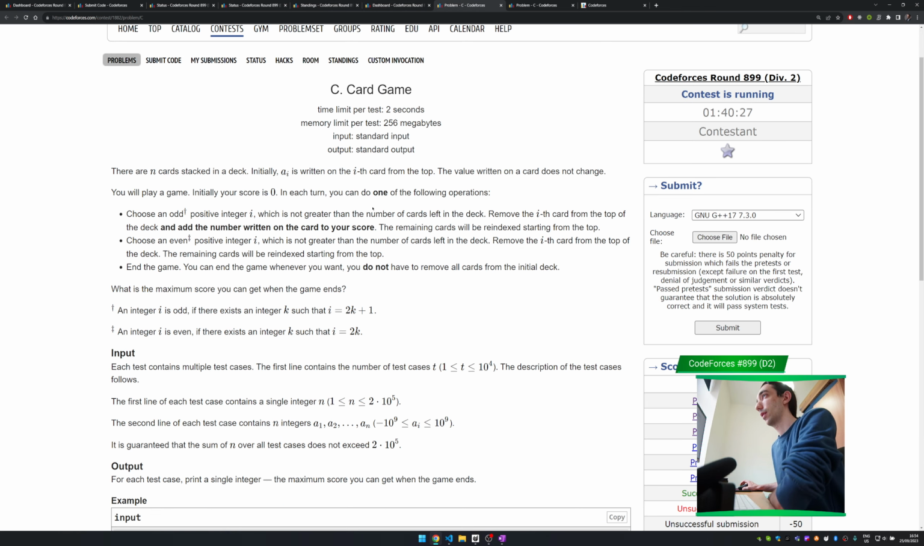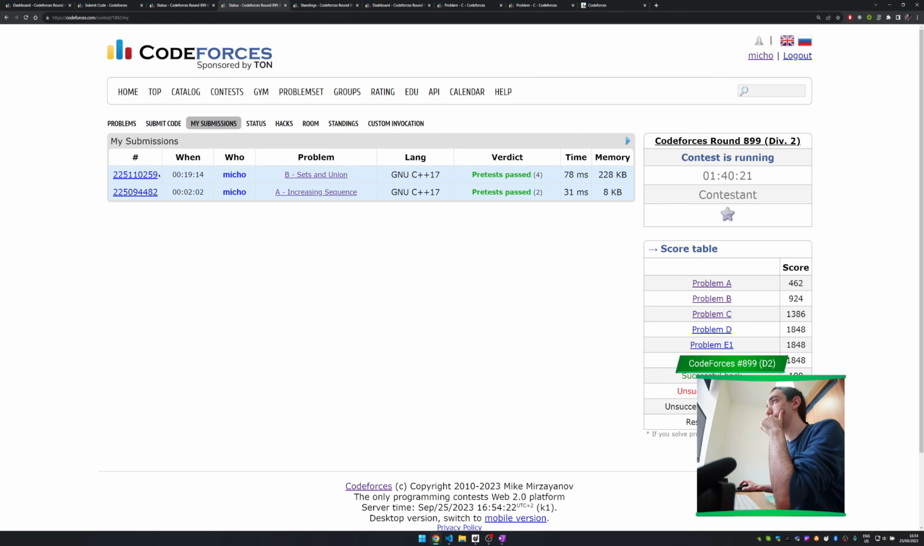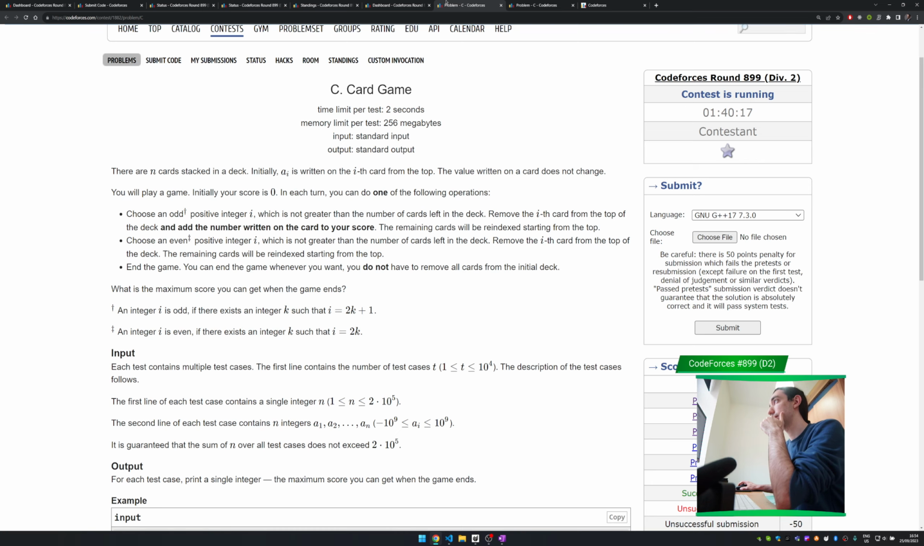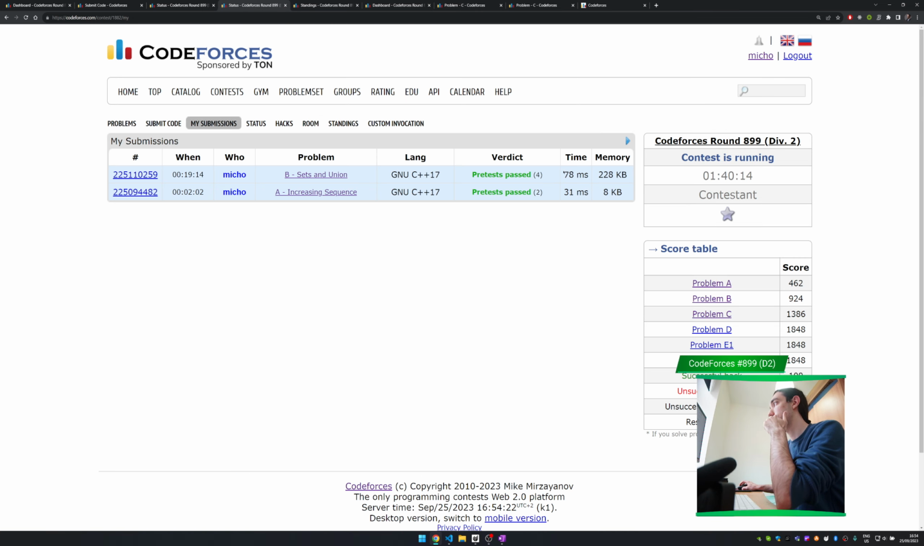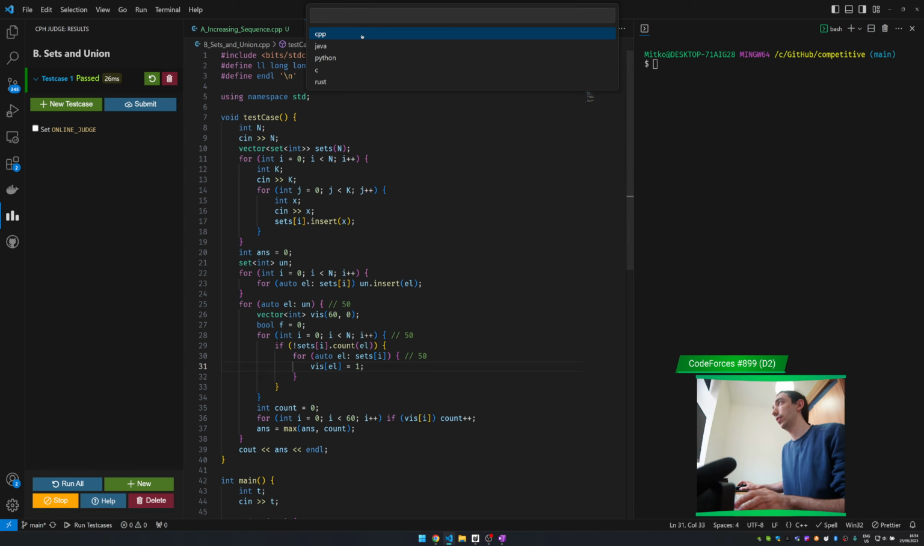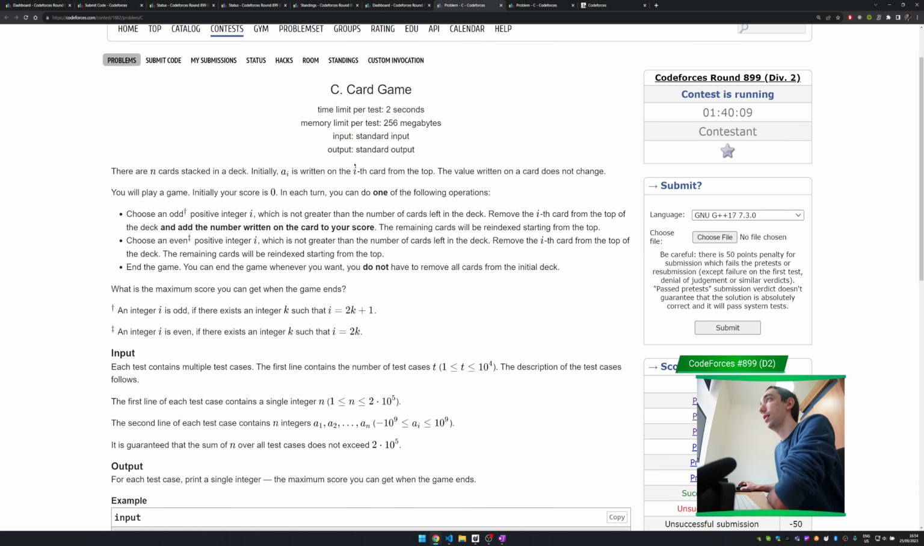They're in cards stacked. So can I see the test, the pretest? Can see which time. Oh, it took really fast. Okay. See, there are n cards stacked in the deck. Initially, A_i is written on the i-th card at the top. The value written on the card does not change.